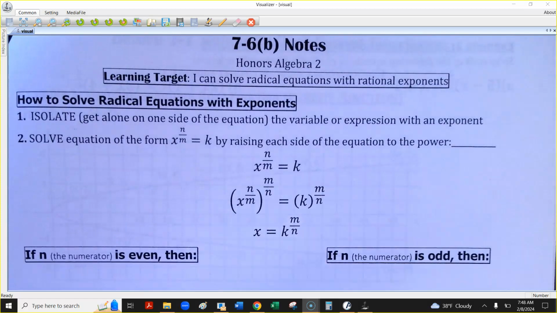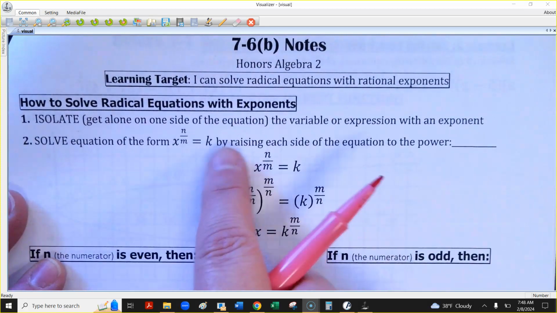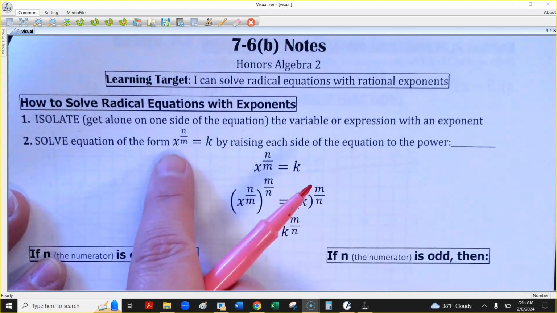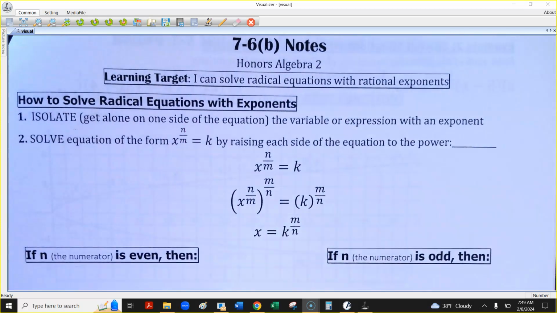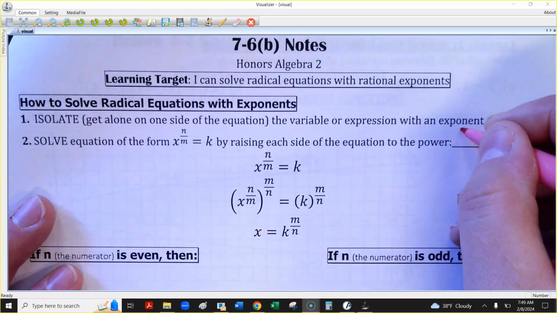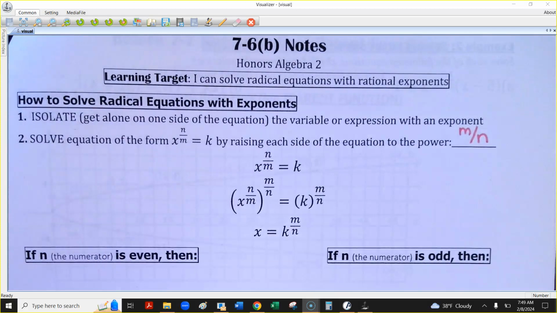Okay, now to solve this equation, I wrote this out underneath so you can see the steps, but it says by raising each side to the power. What you're going to do is create a situation where you do a power to a power. When you do that, you multiply the exponents. So if my exponent was n over m, for example, then we're going to take both sides to the reciprocal of that fraction.